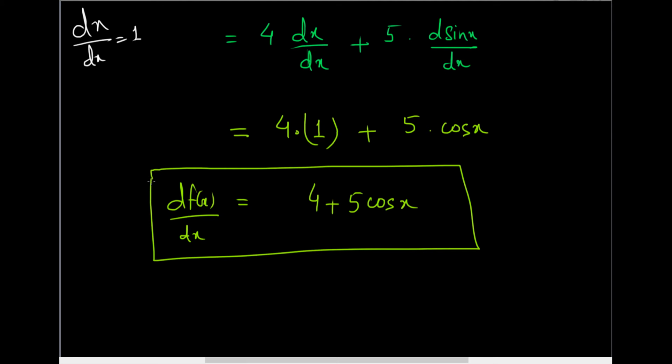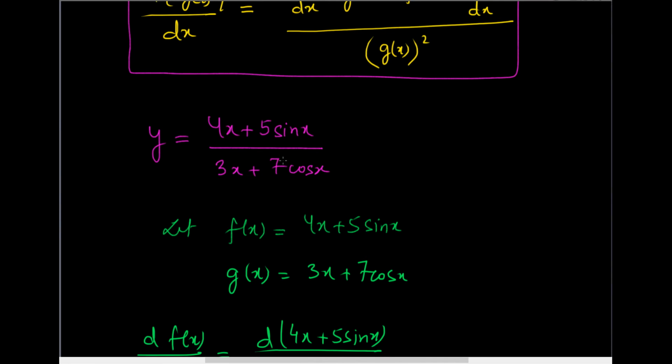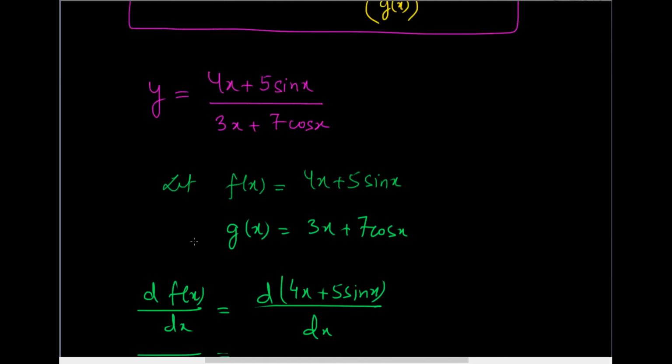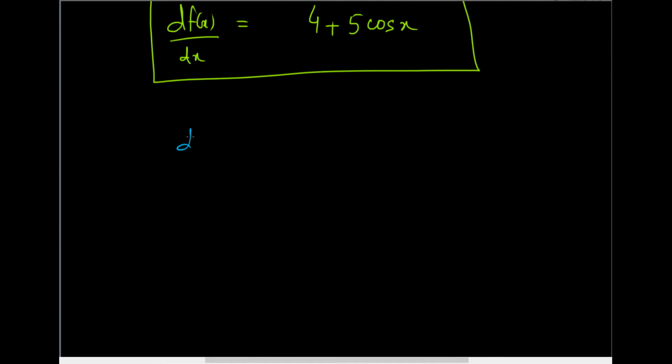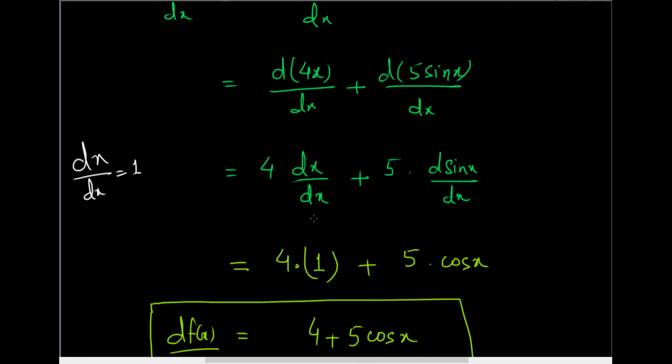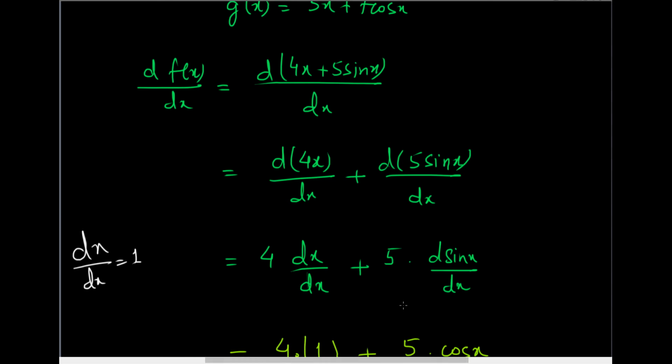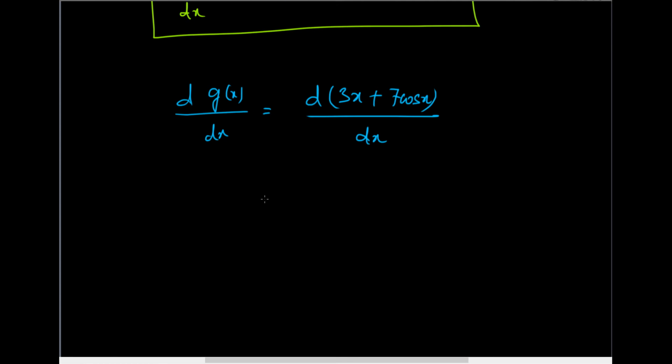Now similarly we can differentiate the denominator, which is 3x plus 7 cos x. So let us differentiate the denominator. The derivative of the denominator g(x) with respect to x is equal to the derivative of 3x plus 7 cos x. So we can similarly break it in 2 parts, and we can do it step by step, or we can just think in our mind, we have to first differentiate this. So 3 is a constant, so 3 times the derivative of x, and that is 1, so that is 3 times 1.